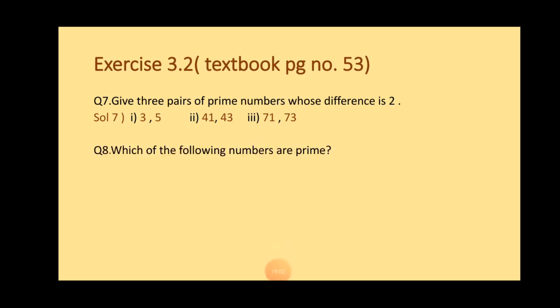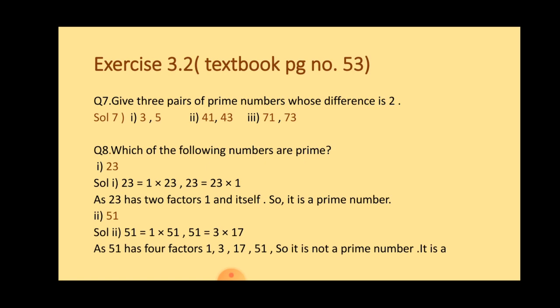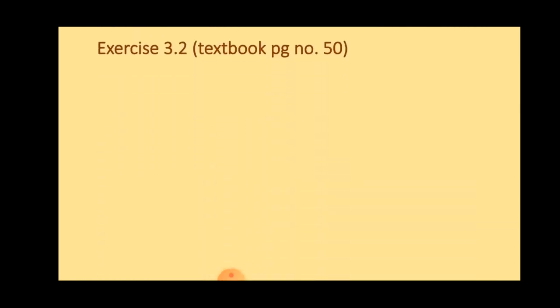Now in question number 8, we have to tell which of the following numbers are prime. Here the first number is 23. You can express this as 1 into 23 as well as 23 into 1. So children, you can see that this has only two factors, 1 and the number itself. Wherever we find that a number has only two factors, that is 1 and the number itself, that number is a prime number. Likewise we will do for 51 also. Is it clear?